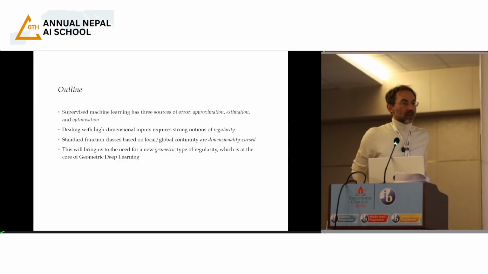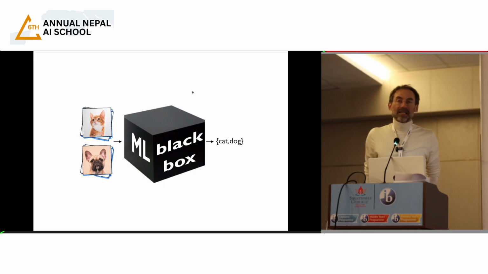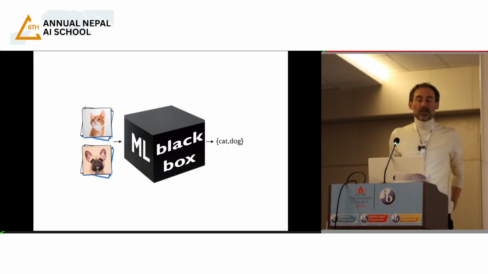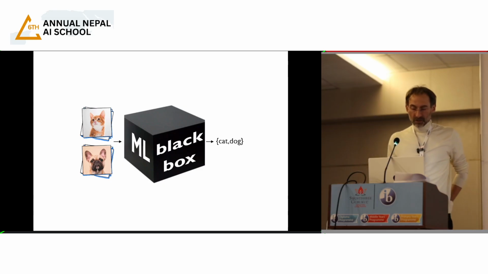So this is the picture I would like you to have in mind. You have some black box, right? You have examples of inputs, let's say cats and dogs, and you want to classify them. This is a very simple version of a machine learning problem. This is a supervised classification.